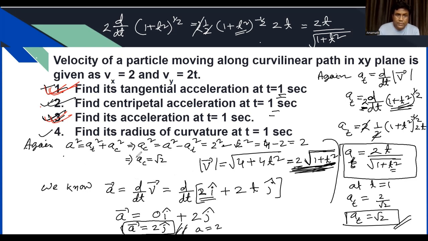Okay, so that part I understood. Which part? Sorry, not the third part, the second part. Find the centripetal acceleration at t equal to 1. So what will be the centripetal acceleration?